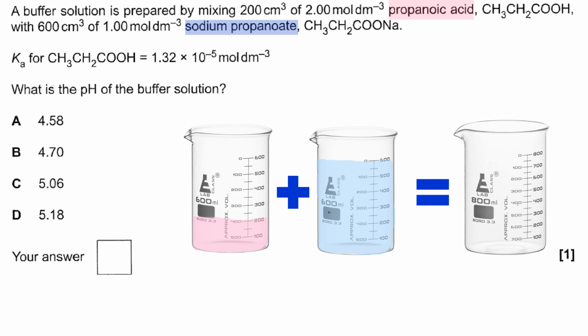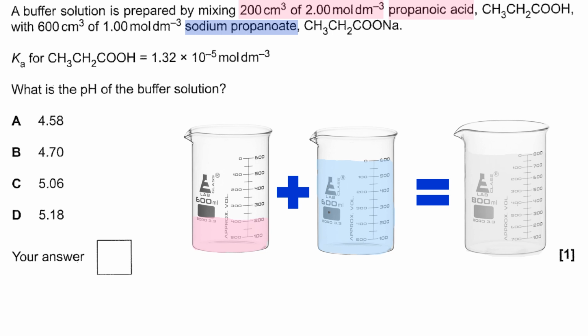So my propanoic acid, 200 centimeters cubed of, and then my sodium propanoate, 600 centimeters cubed of, are in those two beakers to start with. So add them together and you get a mixture. Now nothing's reacted yet. This is literally just those two components swirling around together in that larger beaker. 800 centimeters cubed obviously is the new volume.